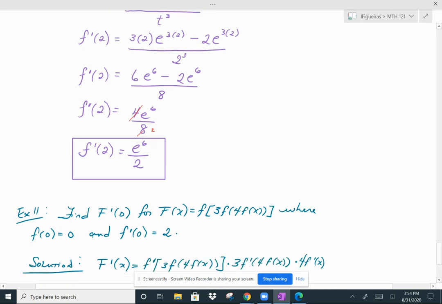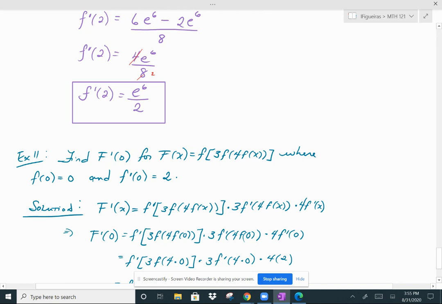Okay, so this is a little bit more abstract, but it still requires that you use chain rule. You want to evaluate capital F prime of 0, given that capital F of x is equal to f of 3 times f of 4 times f of x. So here we have actually 3 layers again. This f here is the outermost layer. This one in here is the middle layer, and this one here is your innermost layer.